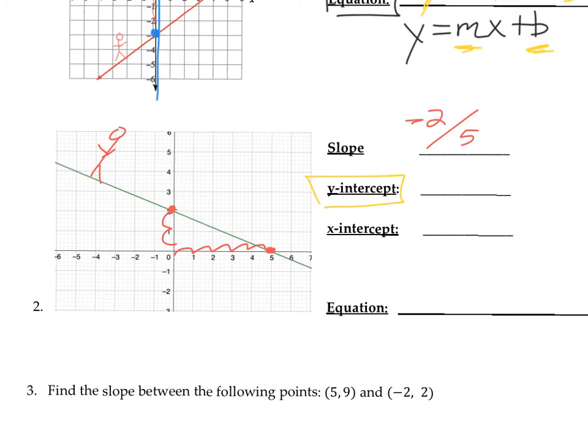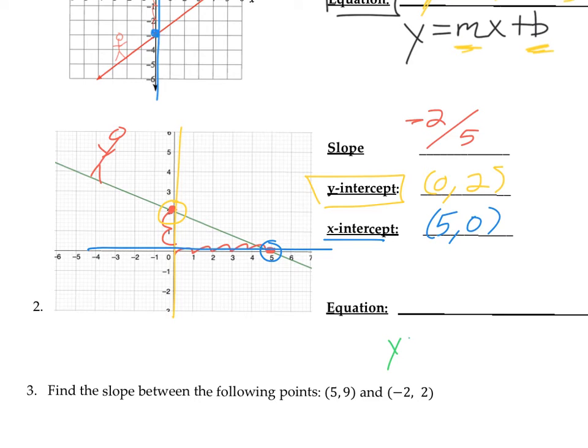Y-intercept, where it crosses the y-axis. Right there. That point has an x value of 0 and a y value of 2. The y-intercept is 2. X-intercept, where it crosses the x-axis, right there. (5, 0) is that point.